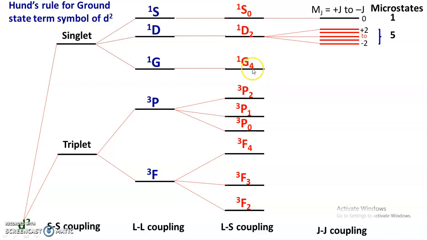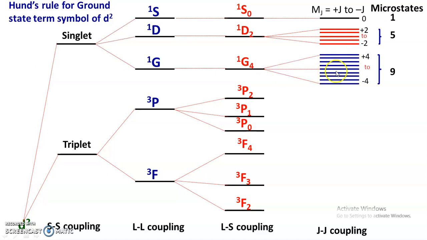Similarly, 1G4: this term symbol splits into 9 microstates or energy states, because J is equal to 4 and the possible mj values are plus J to minus J, that is plus 4 to minus 4, or 9 values. These are the 9 energy states for 1G4: plus 4, plus 3, plus 2, plus 1, 0, minus 1, minus 2, minus 3, minus 4. These are the 9 microstates for 1G4.